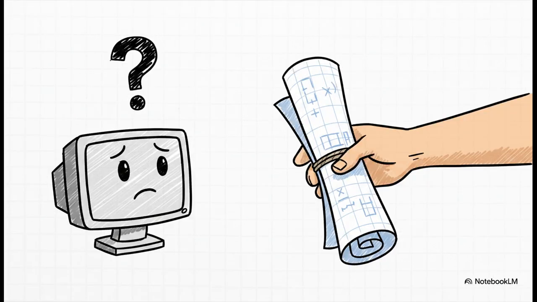So to figure all that out, the computer needs a guide. It needs a formal set of rules, a blueprint, that spells out exactly what a valid piece of code is even allowed to look like. And that blueprint, well, that's what we call a grammar.